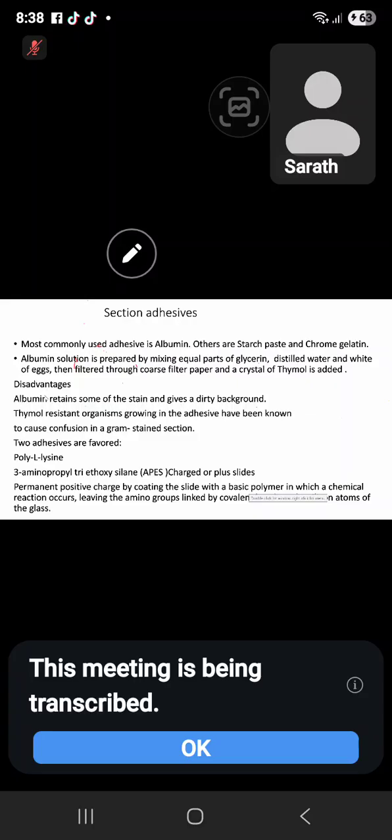What are the disadvantages? Albumin retains some of the stains, different colors, and gives a dirty background. Thymol resistant organisms can grow in the adhesive and have been known to cause confusion in gram stain sections. When you're doing the gram stain, the thymol resistant organisms will grow on that and give problems. Sometimes bacteria grow on the albumin and you may think these bacteria were originally found in the tissue.